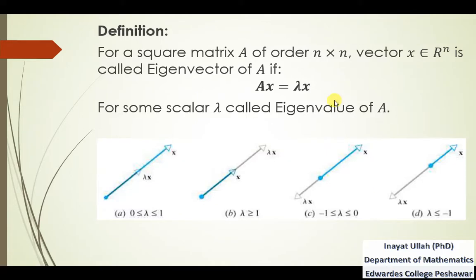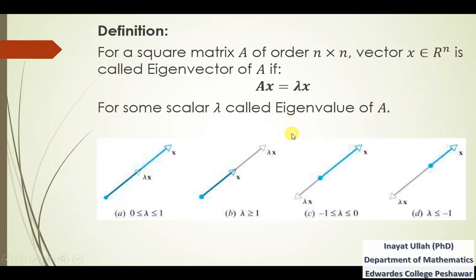And in this sense, whenever lambda is less than -1, lambda less than -1 means -2, -3, -4, and so on, it will increase the size of the original vector when lambda is multiplied with the original vector x, and the direction is opposite because lambda is negative.